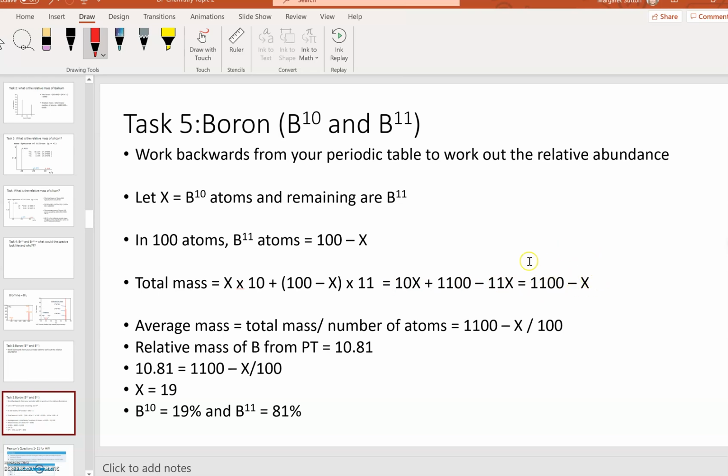The next step is you take this value and divide it by the number of atoms, and we've said out of 100 atoms. Then when you plug in the relative mass from the periodic table, which is 10.81, into this expression, you work out that X is 19, which means that B10 is present 19% of the time, and then 100 minus X is B11, which is 81%.